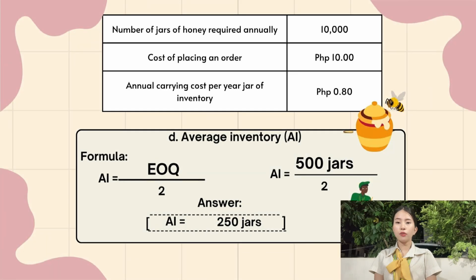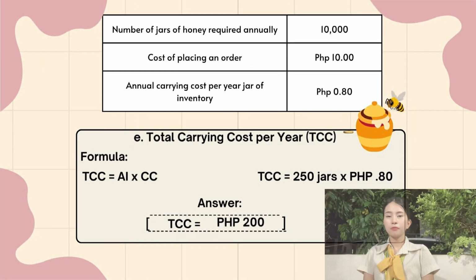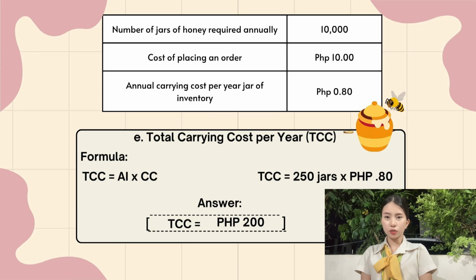The average inventory or AI. The formula for AI equals EOQ divided by 2. So AI equals 500 jars, which is the answer we solved earlier for EOQ, divided by 2, which gives 250 jars. Our total carrying cost per year or TCC formula equals AI times CC. So TCC equals 250 jars, which is what we got earlier as well, times 0.80 pesos, which is our carrying cost, which equals 200 pesos.